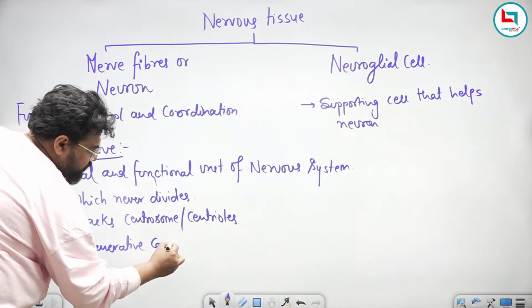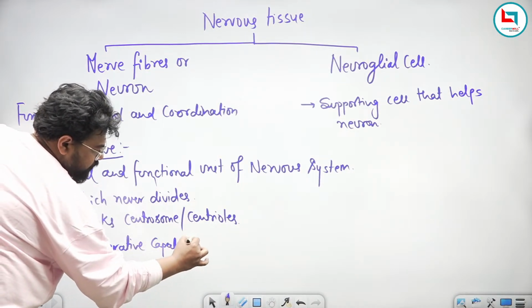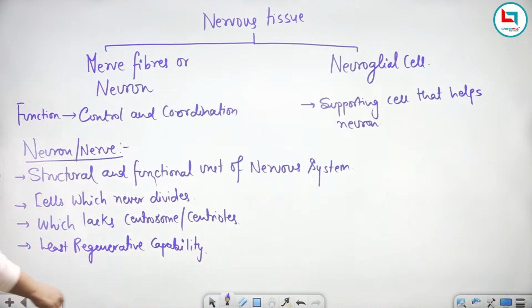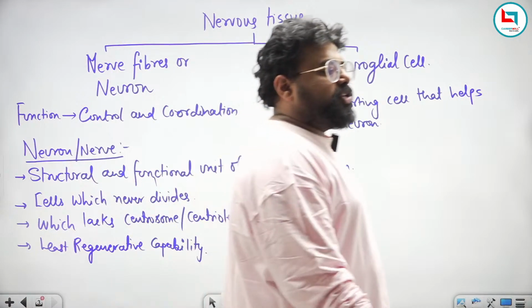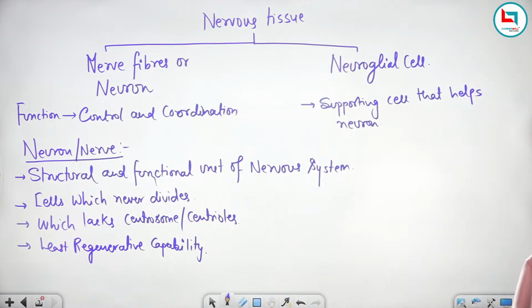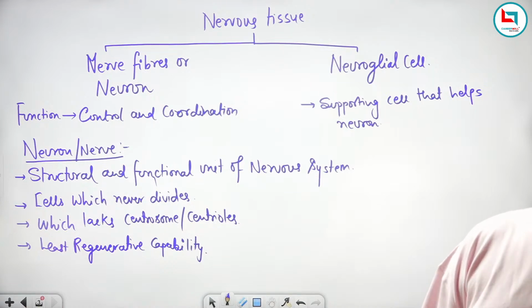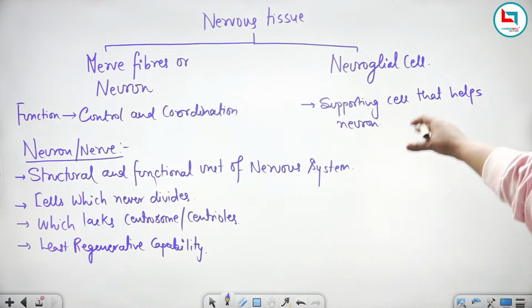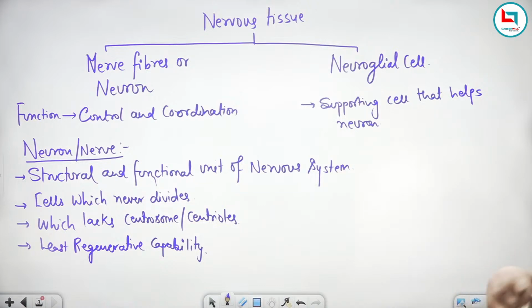They do not divide, but they heal themselves at a very slow rate. That's why we are not able to tell you when this patient will come out of the coma. Maybe it will take 7 months, maybe 7 years, maybe 15 or 17 years. Nobody knows about it, because these are cells which never divide, but these have the least regenerative capacity or capability.